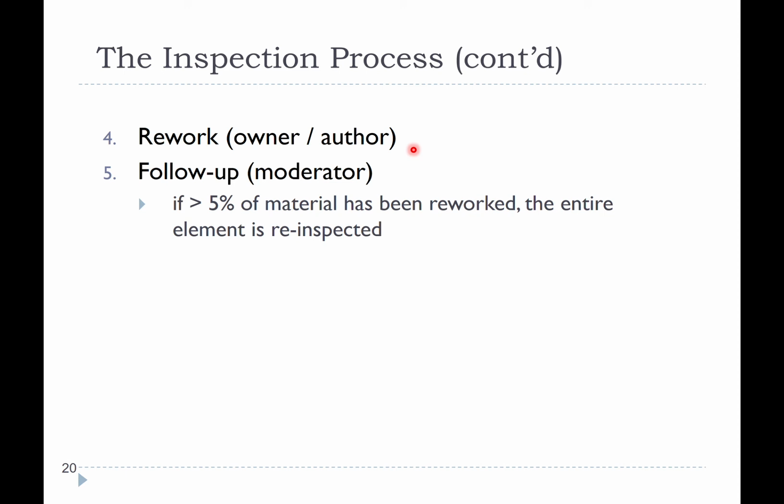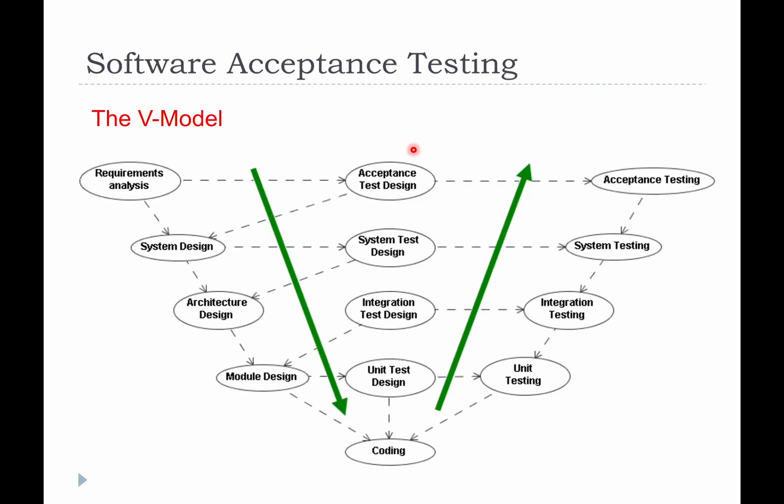And that's basically it. The third type of validation we're going to look at is acceptance testing. We're going to really skim through it in this lecture because it's going to be a big part of your SE 412 course, the software testing and quality assurance course. Now, software acceptance testing follows what we call the V model.